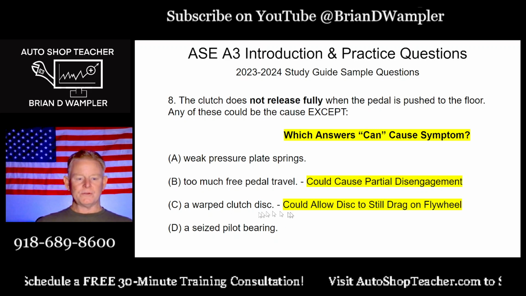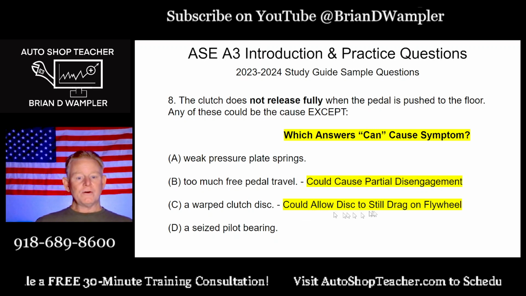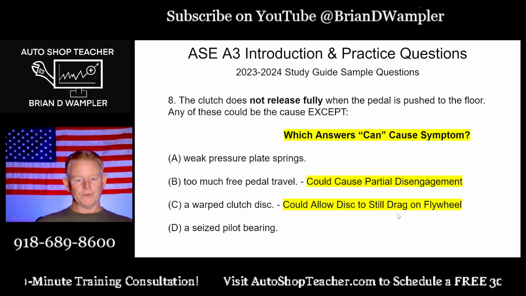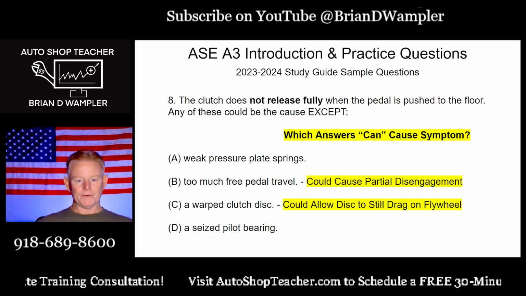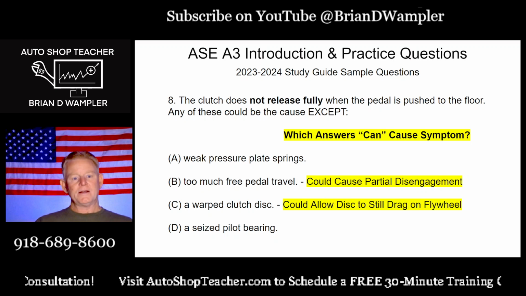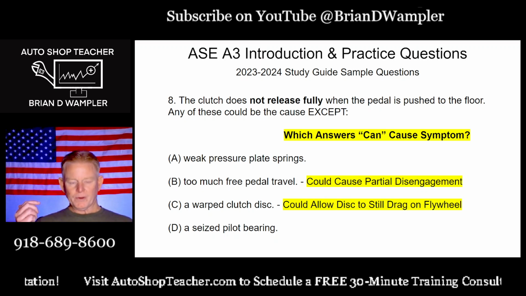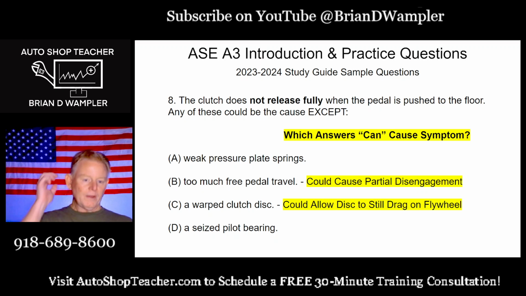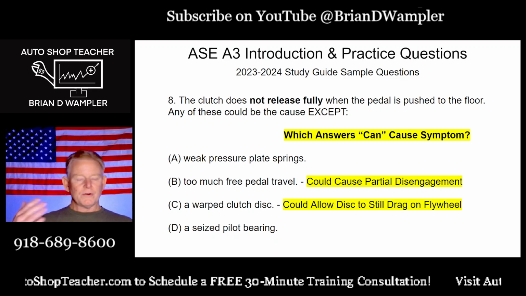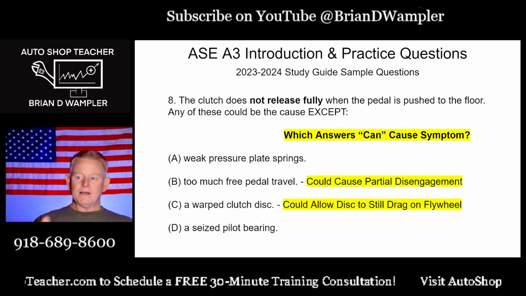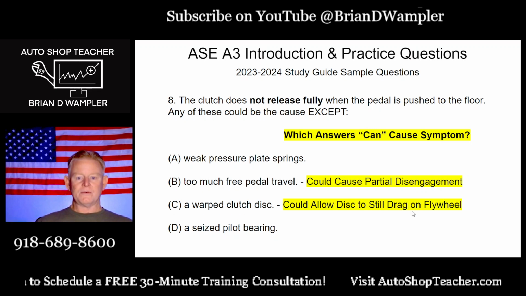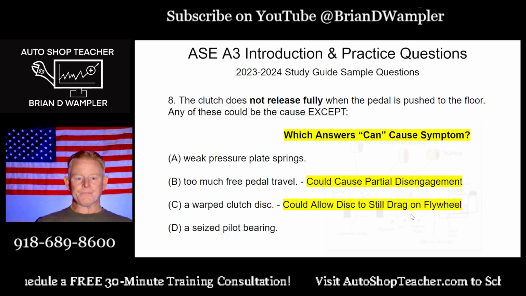What about a warped clutch disc? Well, I think it could allow the disc to still drag on the flywheel. Picture this: you have the clutch pedal fully depressed, applied to the floor and held, which means the release bearing, also known as the throwout bearing, has applied against those fingers on the clutch cover, also known as the pressure plate. But if that clutch disc that's sandwiched between the cover and the flywheel is all wobbly, it could still be getting some friction against the flywheel and the cover.